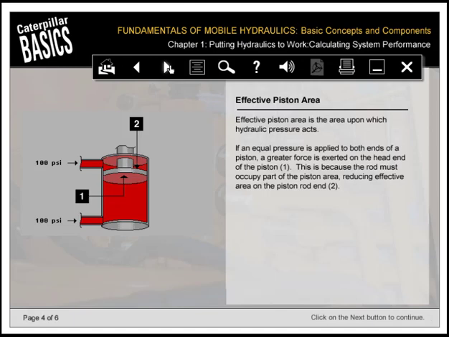Effective piston area is the area upon which hydraulic pressure acts. If an equal pressure is applied to both ends of a piston, a greater force is exerted on the head end of the piston. This is because the rod must occupy part of the piston area, reducing effective area on the piston rod end.